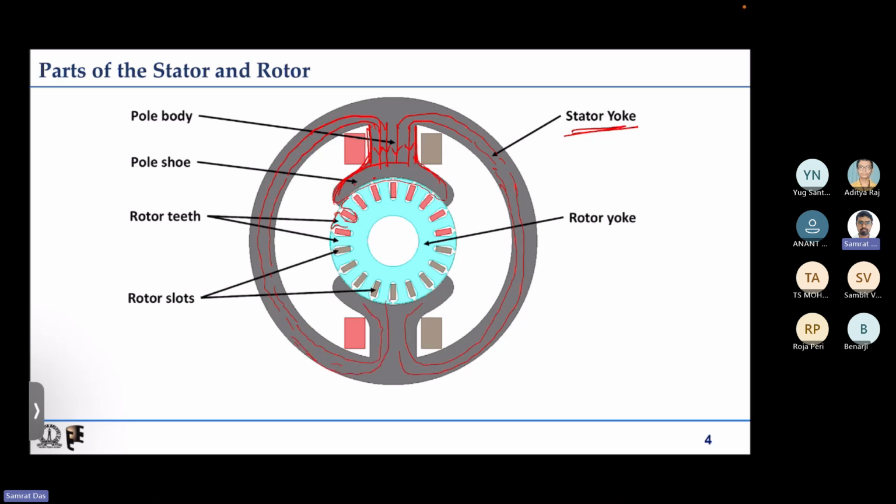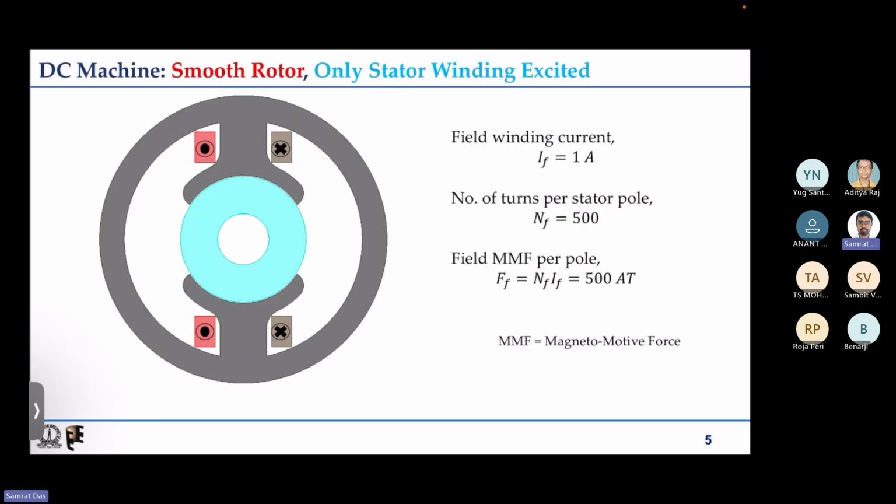And in the rotor portion also they will enter from the tooth portions, and they will have to flow through the middle portion, that is called the rotor yoke. So this middle portion after the slot and till the shaft, this portion is called the rotor yoke. So we have understood the different parts of the stator and rotors which are magnetically relevant. Now we will jump into the first case.